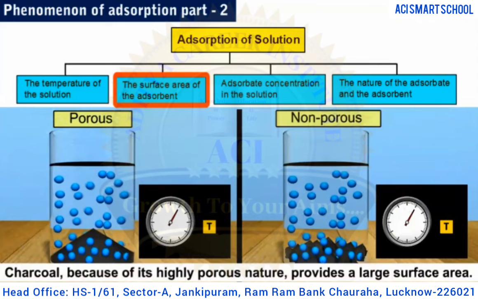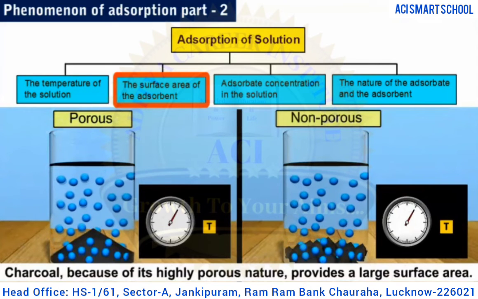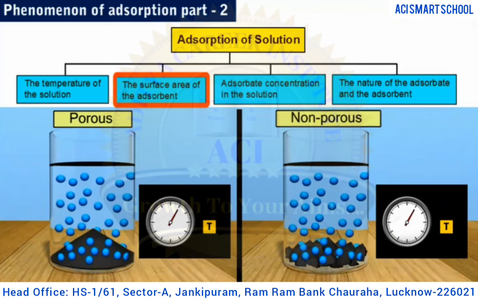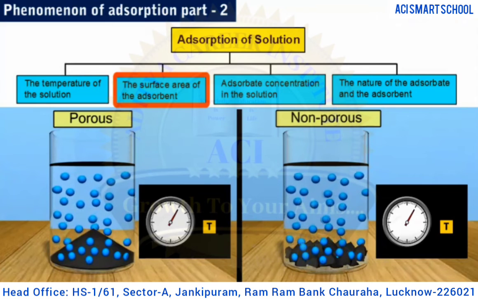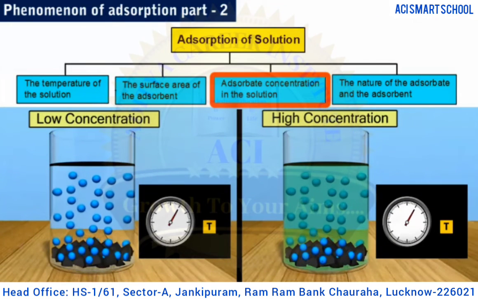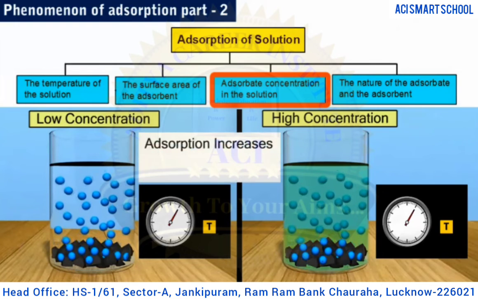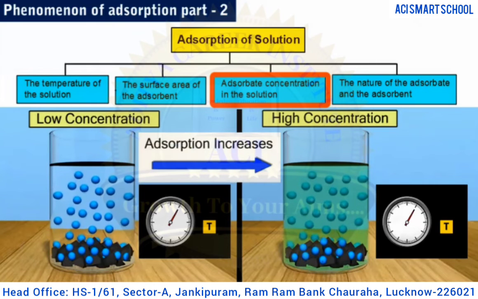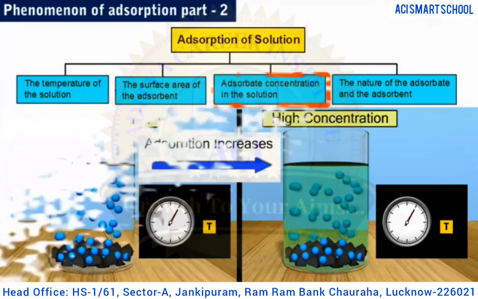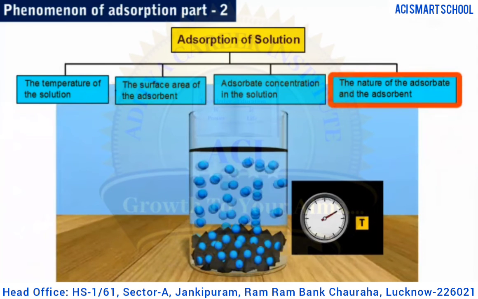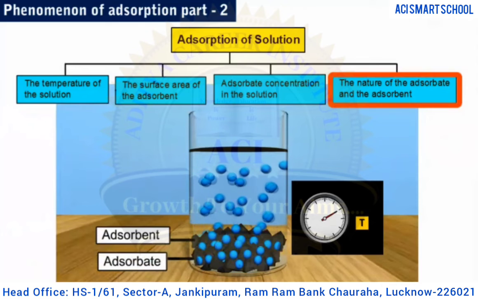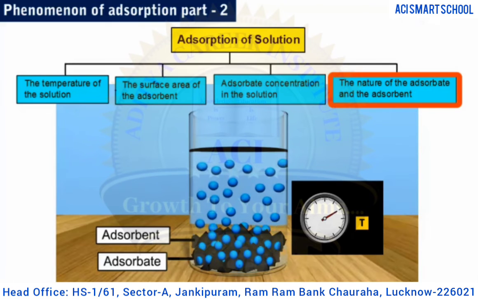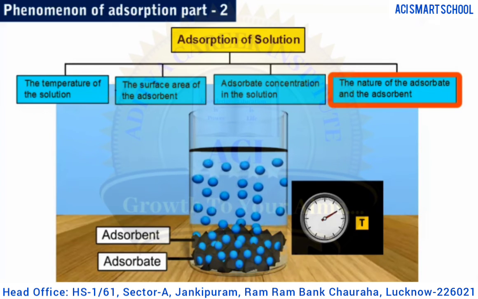Charcoal, because of its highly porous nature, provides a large surface area and hence is the most preferred adsorbent in industry and pharmacy. Thirdly, as the concentration of the solute, that is, the adsorbate, increases in the solution, the extent of adsorption increases. Lastly, the nature of the adsorbate and the adsorbent governs the extent of adsorption. That is, the nature of the bonding between the adsorbate and the adsorbent depends upon the species involved.